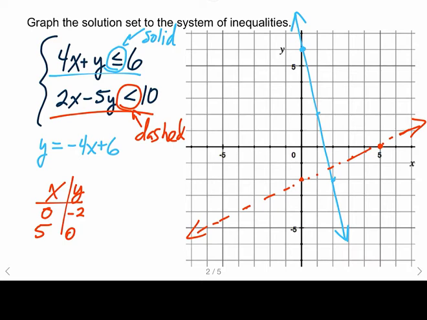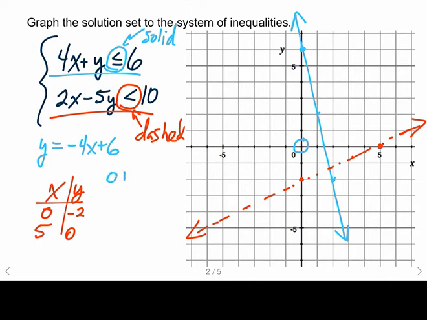Now I need to know which sides of each of these lines to shade. And I do these one at a time. First, the point that I want to use to figure out which side to shade is any point that's not on the line. And since the origin is not on either line, but in particular the blue line, 4x plus y equals 6, I'm going to use (0, 0) in place of x and y, and see if I get a true statement.